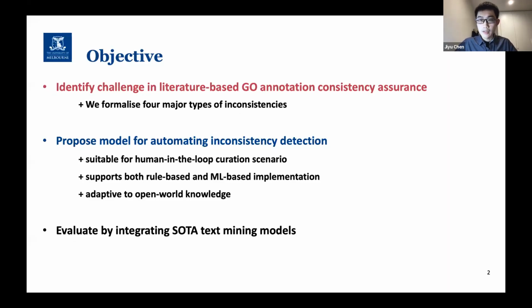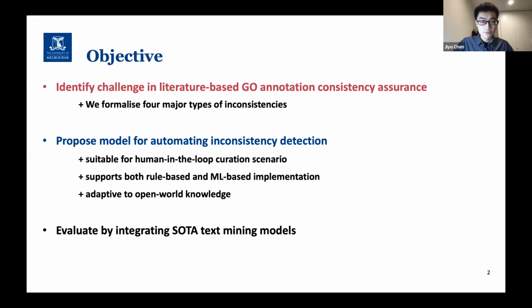Recently, we have identified challenges in assuring the consistency of literature-based GO annotations stored within biological databases. By integrating curation guidelines and reviewing qualitative reports, we formalized 4 major types of inconsistencies that are currently confusing either human curators or computers. We designed a set of heuristic rules to manipulate a manually curated GO annotation to simulate a certain type of inconsistency and generate a synthetic dataset.